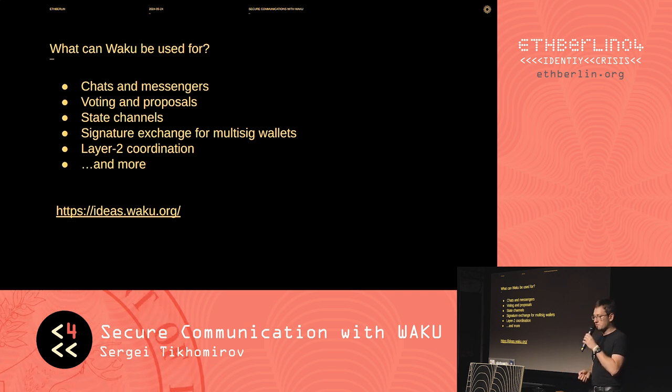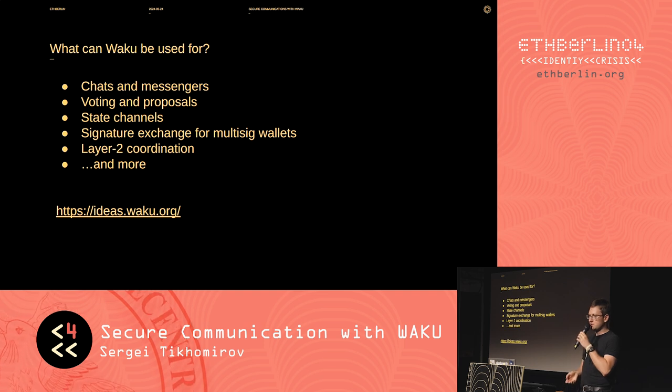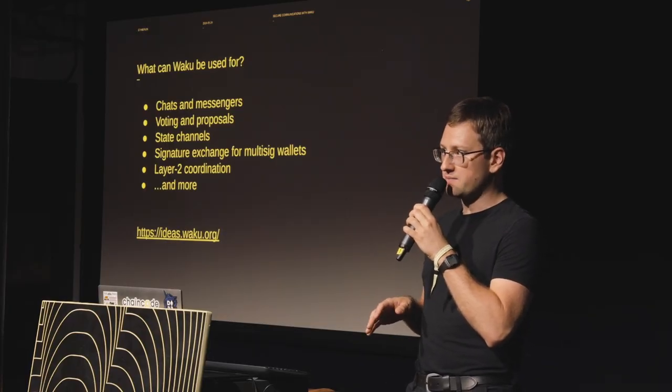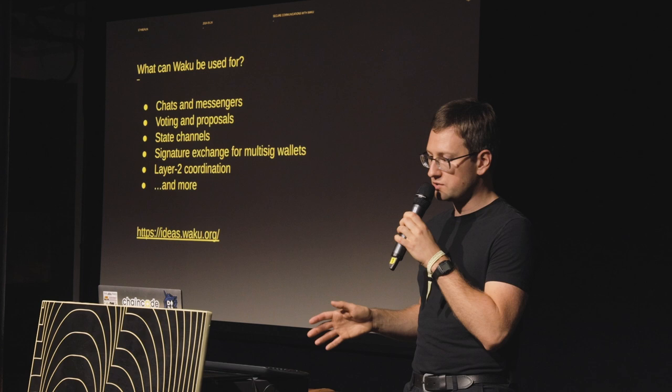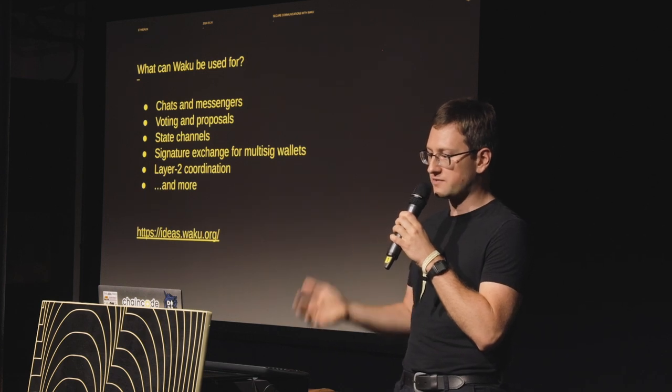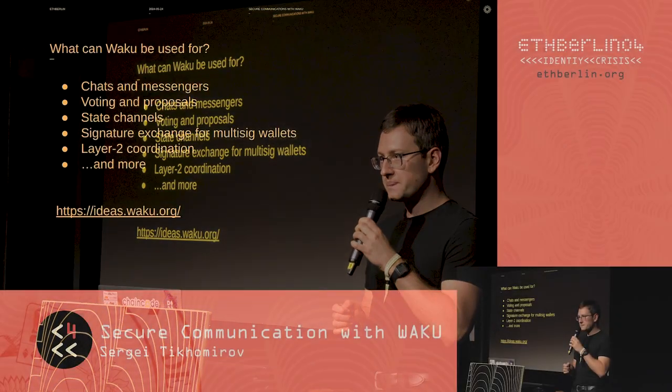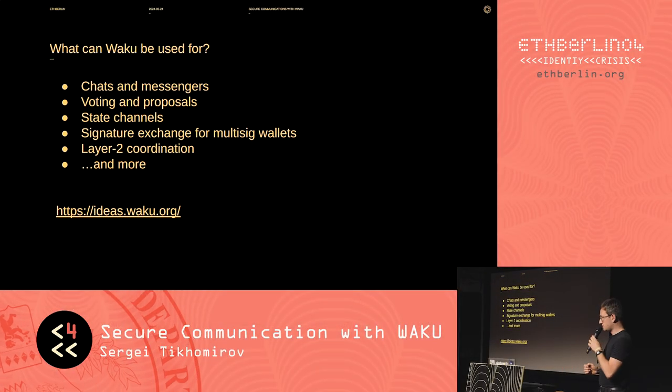We can think also about off-chain systems like state channels, like layer two. So we can think of some off-chain state machines, if you will, that maintain some kind of state, and they may or may not anchor this state to some blockchain, but to update this state, to exchange information between the instances of this machine, Waku can also be used.